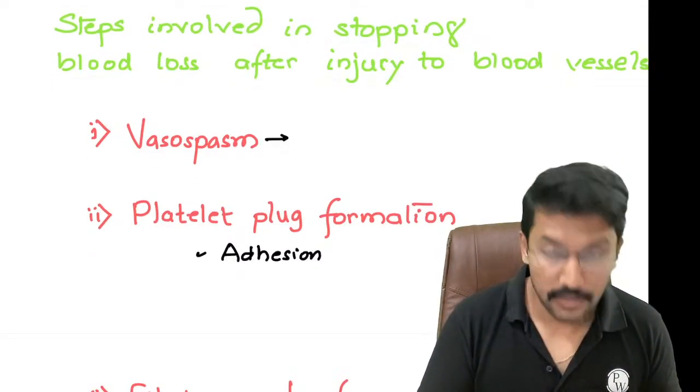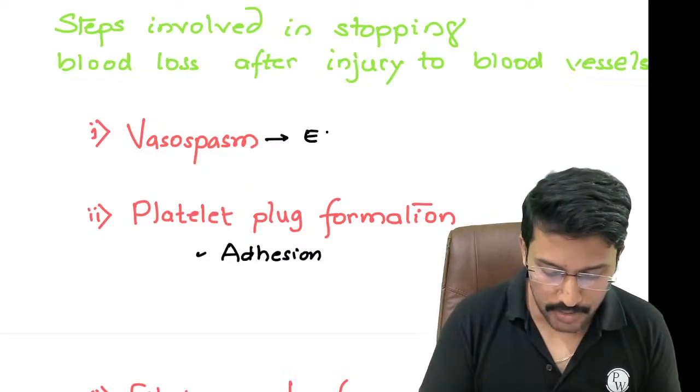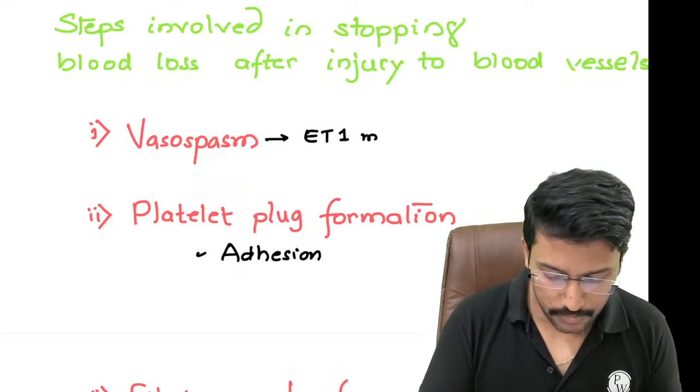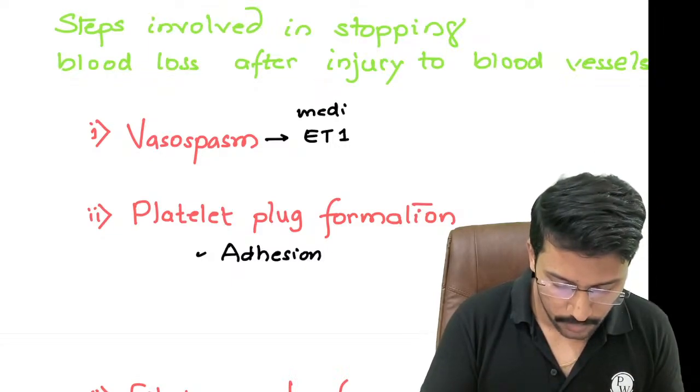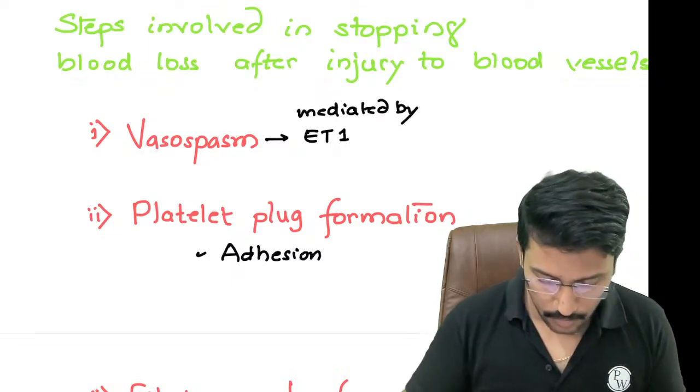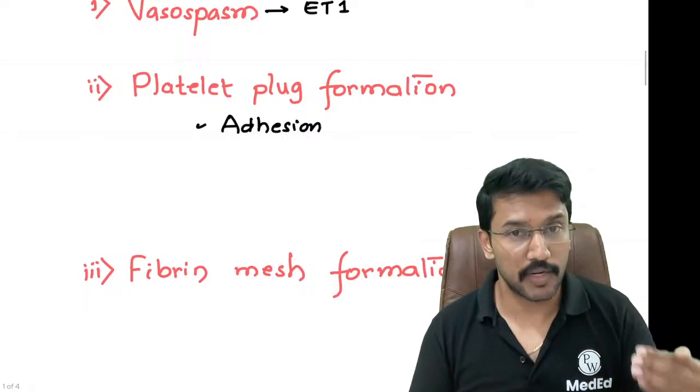That is what we call vasospasm. This is mediated by endothelin 1. Okay. Now, once we have constricted the blood vessel, next is the platelet plug formation.